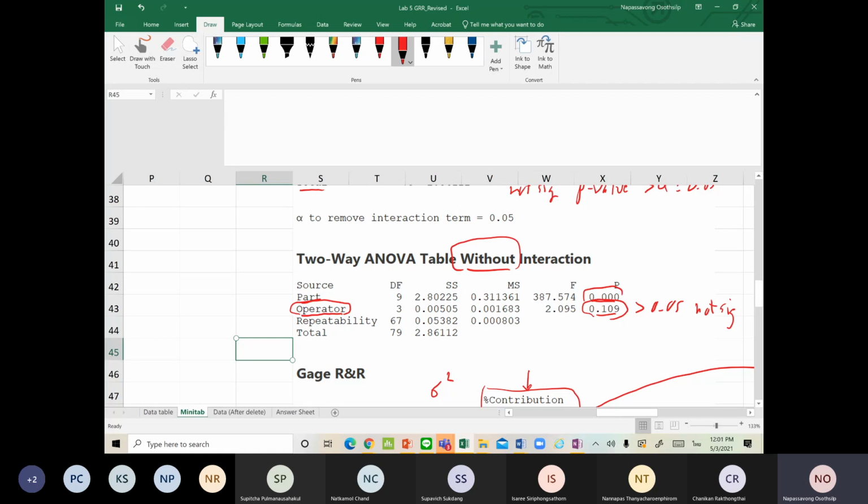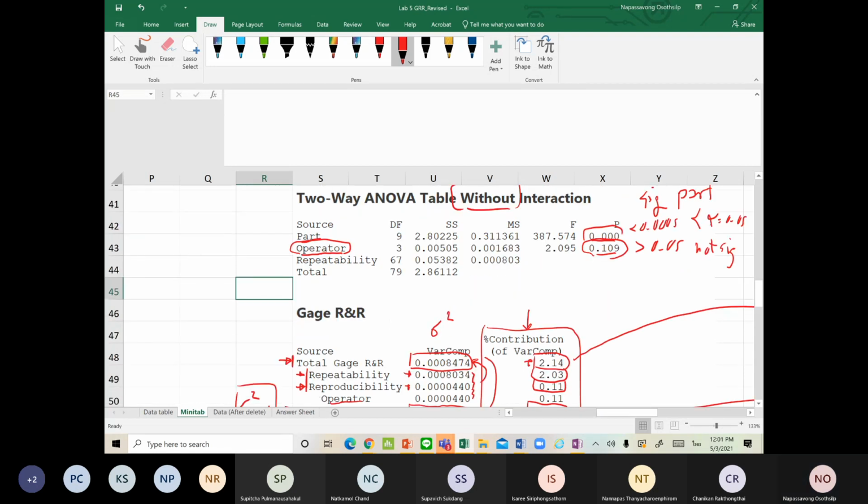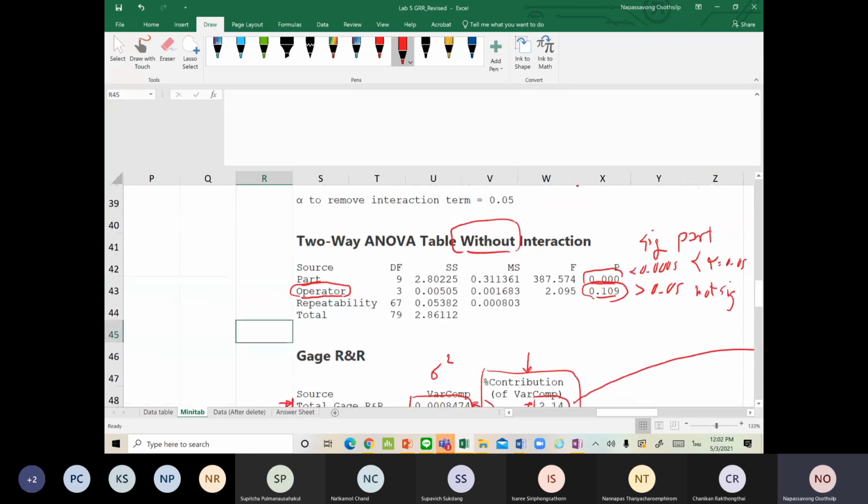And for the part, the p-value is less than 0.005, which is less than alpha of 0.05 again. So you will say that there is a significant difference among the parts that we produce in terms of the dimension, okay? But those four operators do not give a significant difference. Do you follow that?